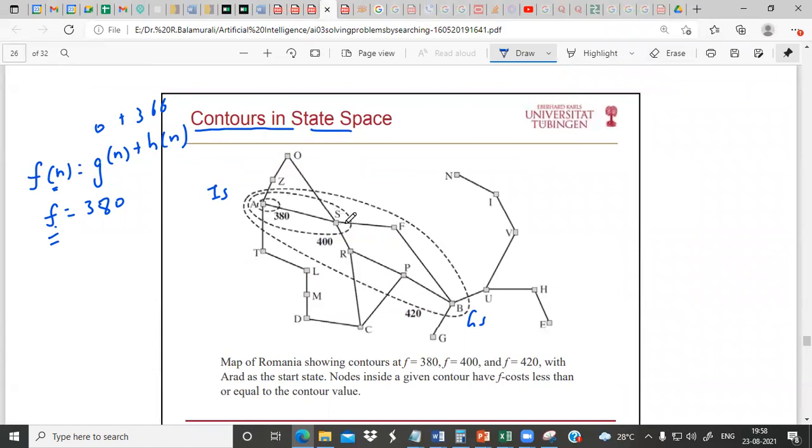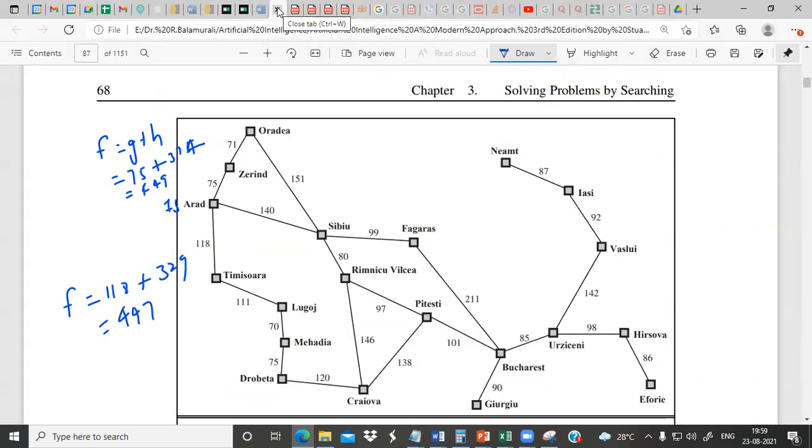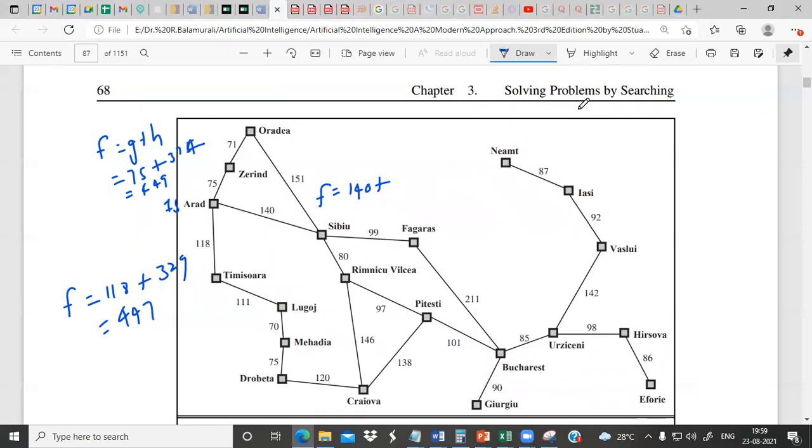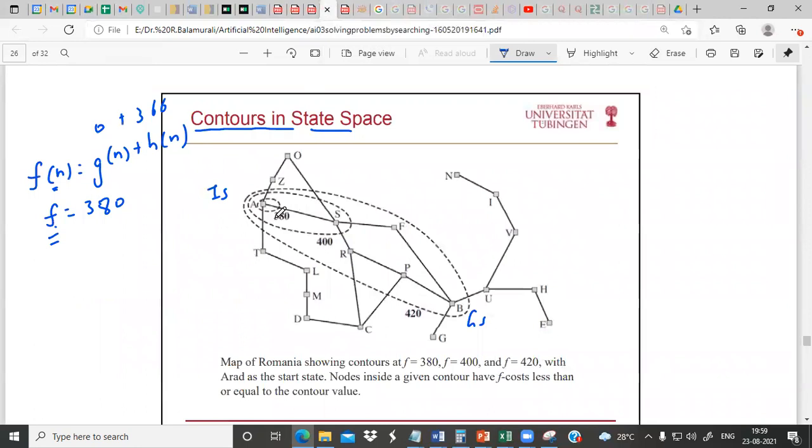Now if you see Sibiu, the cost of reaching it is 140, plus the heuristic cost from Sibiu to Bucharest, which is 253. So 253 plus 140 is 393. This is also greater than 380. So we cannot include any node. Only Arad is included, but we have not reached the goal state, and we have to reach it. So with 380 we cannot achieve it.